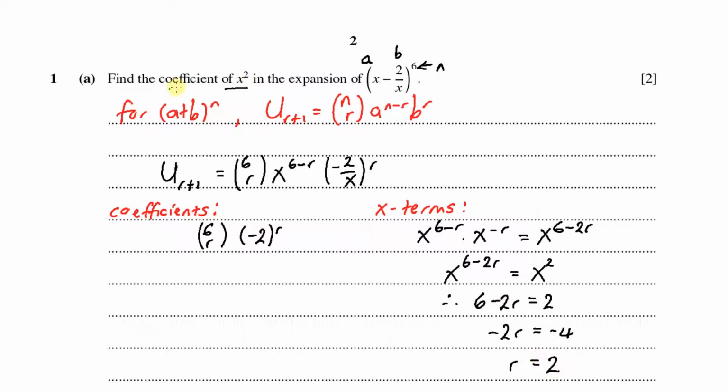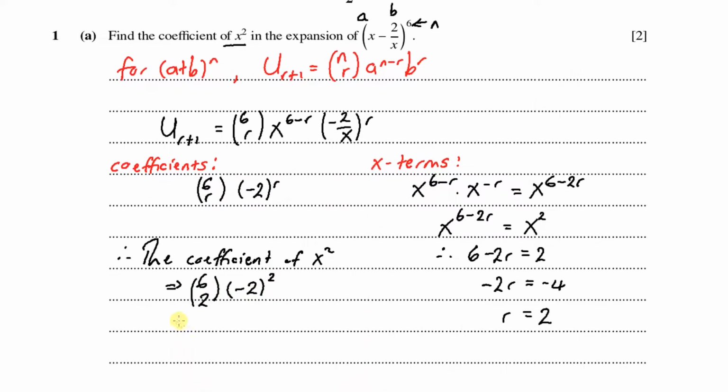So therefore, the coefficient of x squared should come out as, using this expression, 6 choose 2 and minus 2 to the power of r, which is 2. Now we know that 6 choose 2 is 15 and minus 2 to the power of 2, that's 4. So we get the answer coming out as 60. So that's what we get there for the coefficient of x squared.